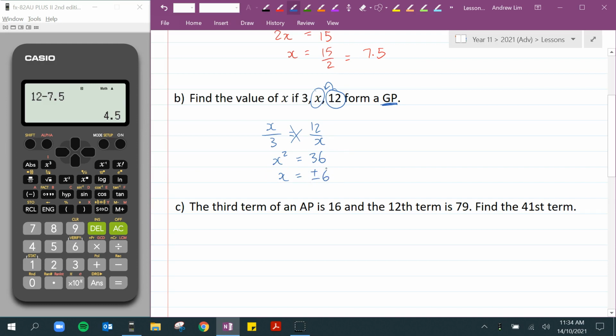So there are actually two answers here. We can see if we've got 3, 6, 12, let's see what the common ratio is. 6 divided by 3, that's 2. 12 divided by 6, that's 2. They have a common ratio of 2. Or 3, negative 6, 12. The ratio here would be minus 6 on 3, which is negative 2. Or 12 on minus 6, which is also negative 2. So in this case, they would also have a common ratio, but this time of negative 2. So there are two answers for this. x can be 6 or negative 6.